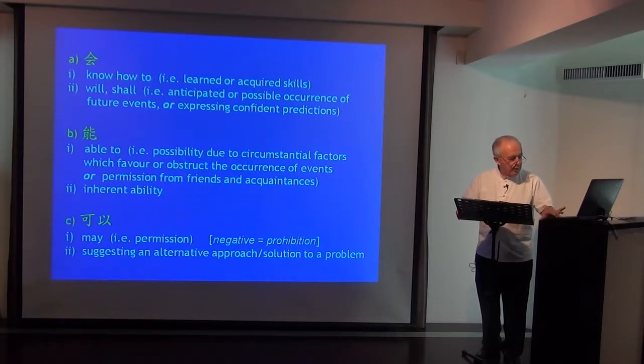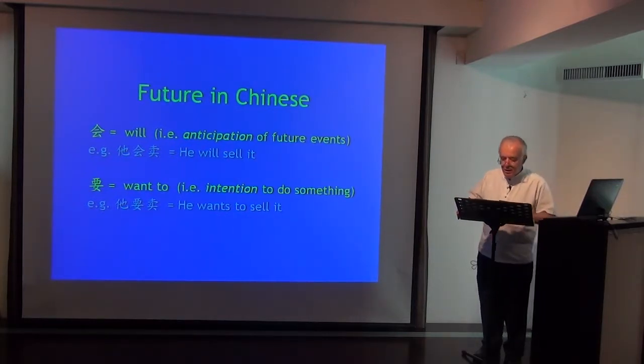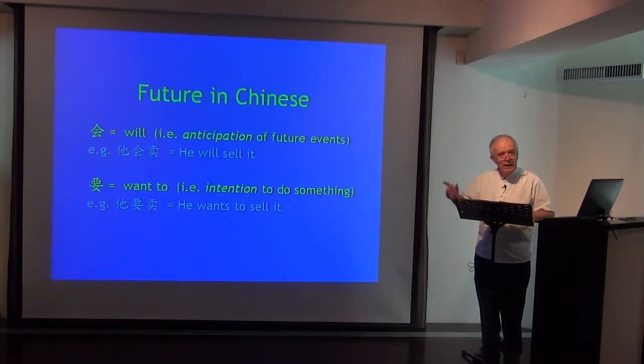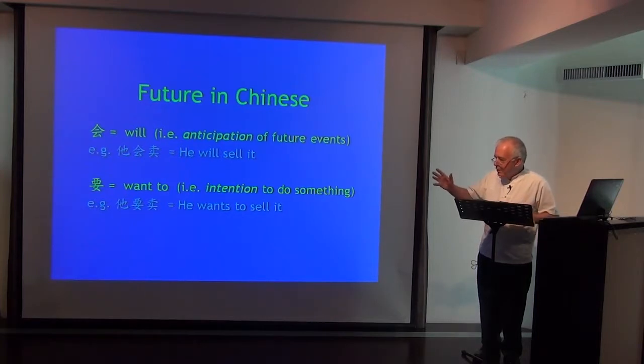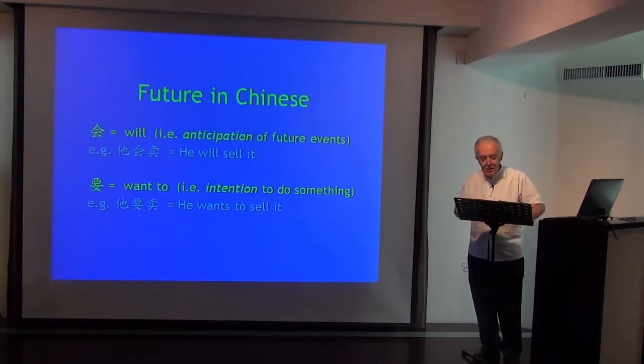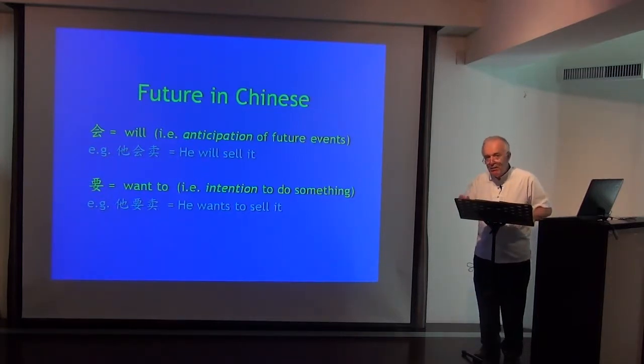Now, while we're thinking about this, let's just look at the future in Chinese. 会 is anticipation of future events. 他会卖. I'm pretty certain about it. 他会卖. He will sell it. But 要, want to, expresses the other person's intention. 他要卖. He wants to sell it. So 他会卖 is normally my anticipation. 他会来, 你放心, 他会来, I'm certain he's going to come. My anticipation. That 他要来 is expressing the other person's intention. He wants to come because there's something he wants to talk about.